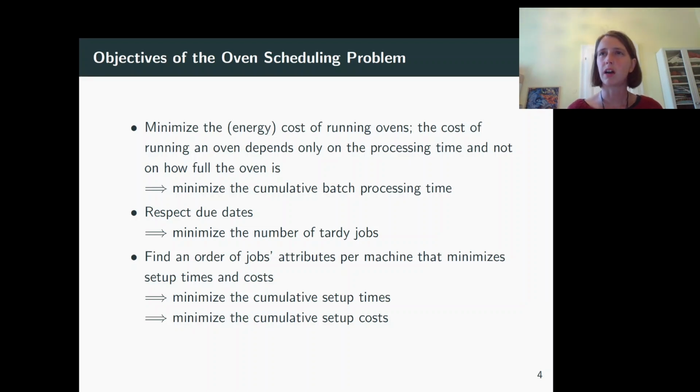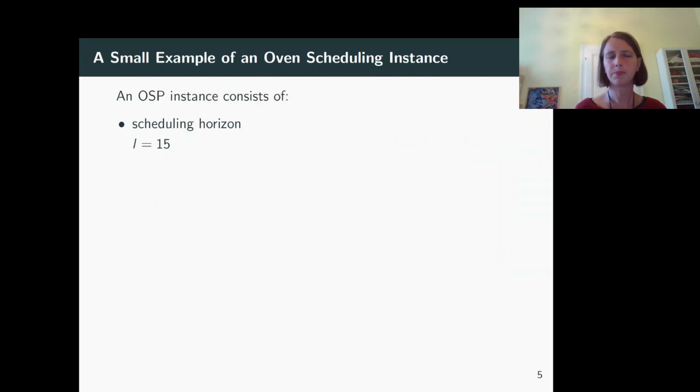But what makes the oven scheduling problem different to other problems is, on the one hand, the objective component concerning the cumulative batch processing time. This is an objective that, to the best of our knowledge, has not been studied yet in the literature, and also the combination of special constraints that we have here has also not yet been studied. Now let me show you a small example.